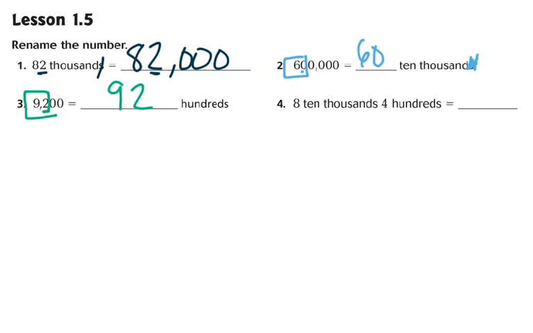And this last one, all it wants us to do is write the number. So we have our 8 in our 10,000s place. We don't have any thousands. We have a 4 in the hundreds place, and that is all. Okay, be careful when you're renaming numbers. Think about what they're asking you for.